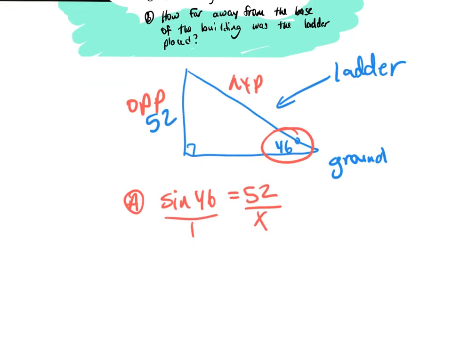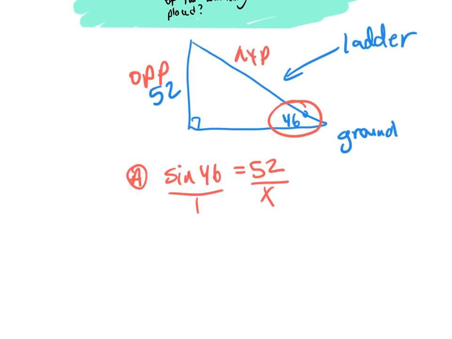So guys, if I cross multiply, what's 1 times 52? 52 equals x times the sine of 46. The sine of 46 is a number. If that was 3x equals 52, you'd divide both sides by 3. So here you're just going to divide both sides by what? The sine of 46.